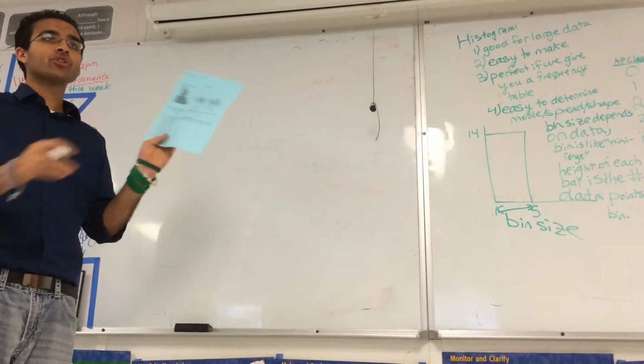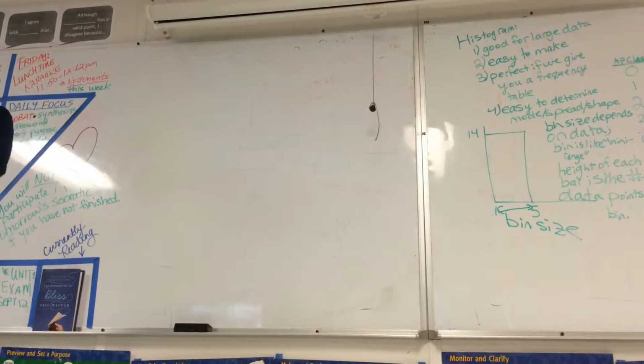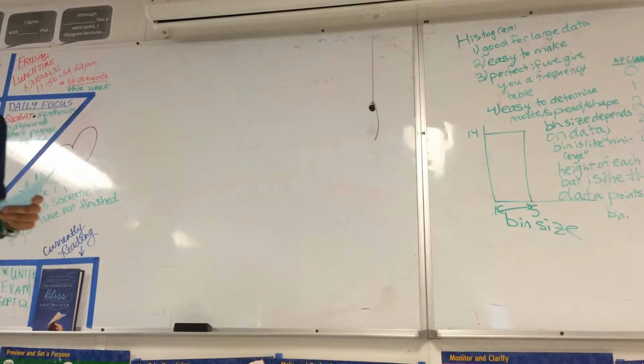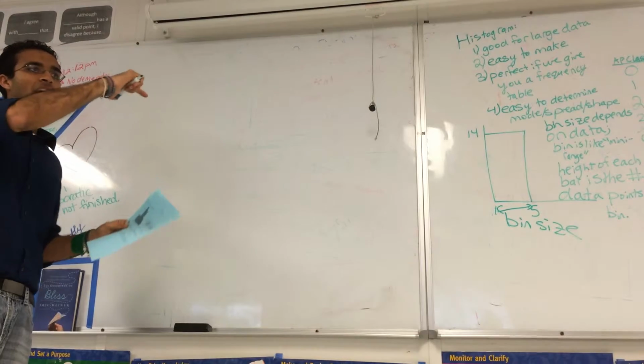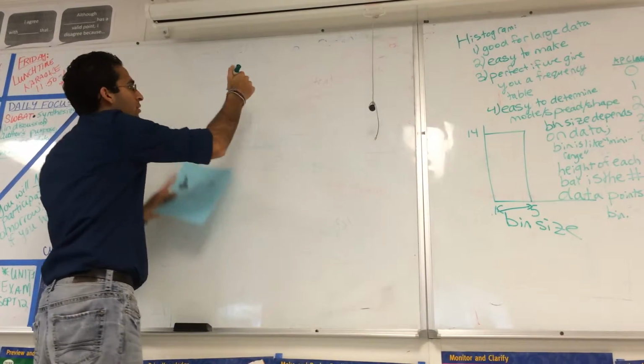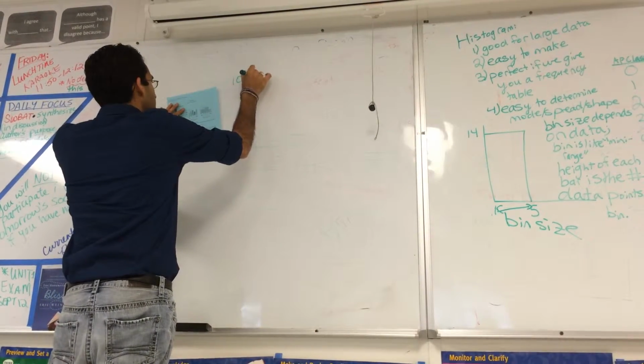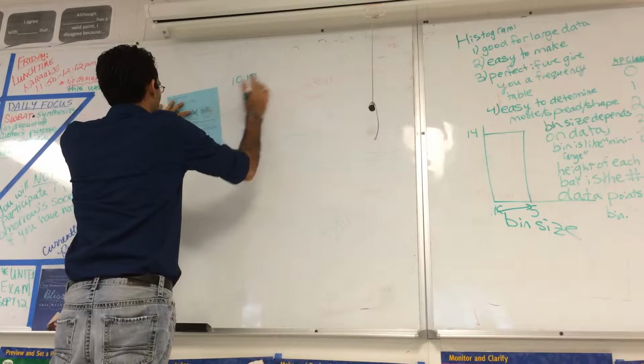Okay. So, sketch a histogram. I'm going to do the model problem, then I'm going to release you guys. On the model problem, what I would say is when I'm writing the data, I would write it from least to greatest. So 10, 10, 12.